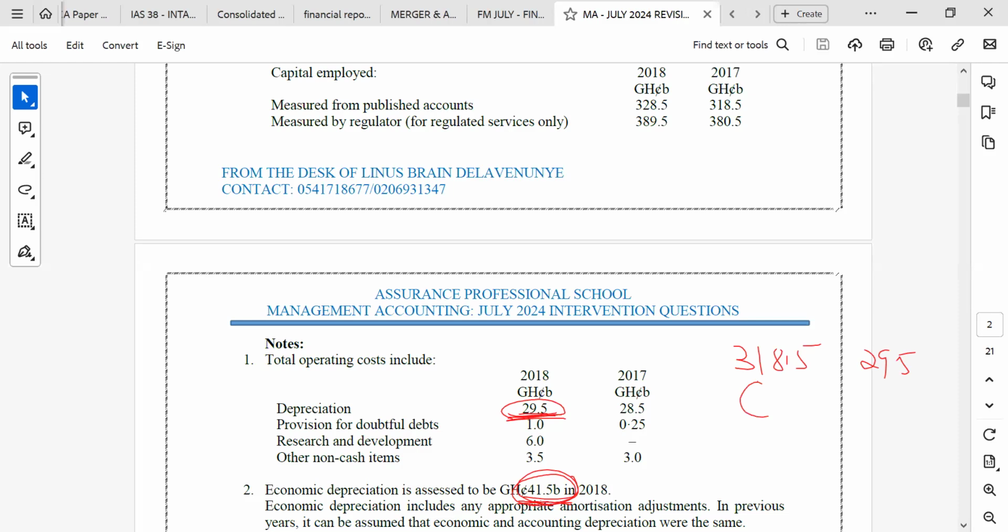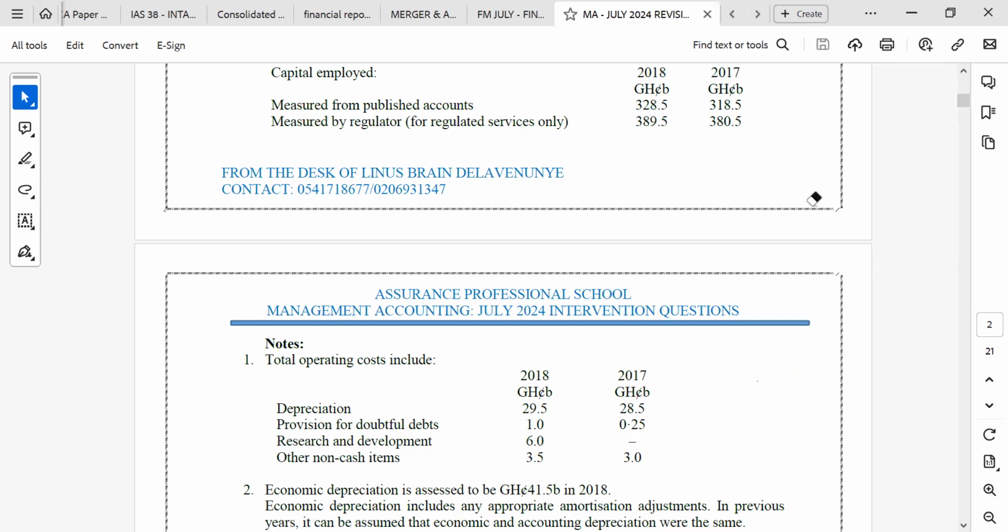If this should be for 2017, the depreciation has made the opening balance overstated. So we have to adjust the depreciation for the previous year against the current year. But the depreciation for this year is the one that is different. Last year is the same as the economic depreciation. 28.5 was subtracted, and economic depreciation is also 28.5. That is going to have a zero effect.